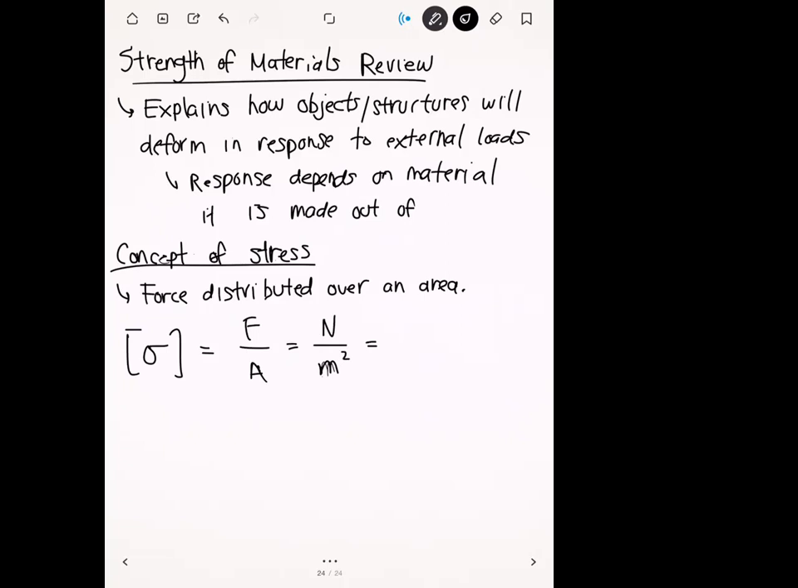And so this has a special name. The person who came up with the brilliant idea of putting force over area, his name was Pascal. And so we'll call it by its appropriate name. The SI unit for stress is Pascal.